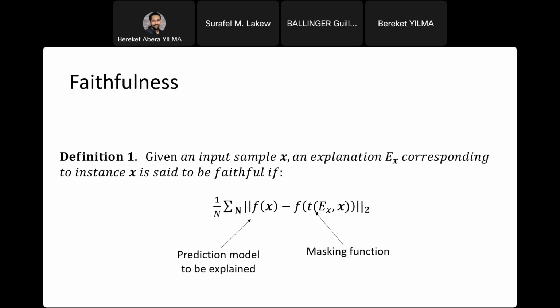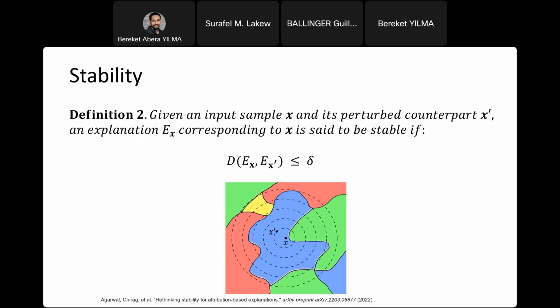Here is faithfulness. We have the original model, then we have the explanation of that data point. Then we have a mapping, actually a masking function, that grabs the explanation and converts it back to the original features. We input that to the model and generate the prediction, and we want these predictions to be very close. Then we have stability. We perturb the explanations and we want these explanations to be close together.